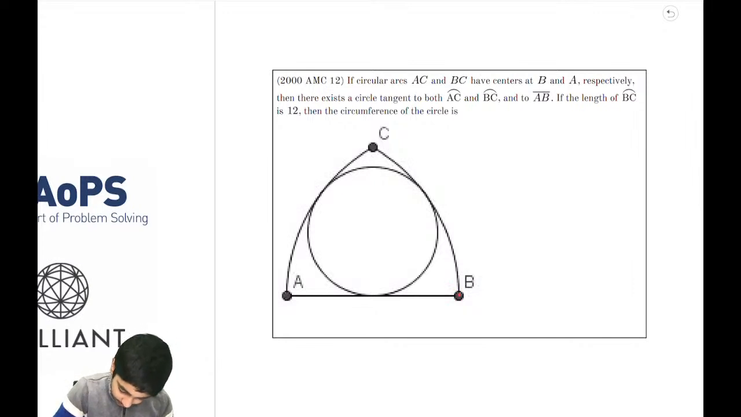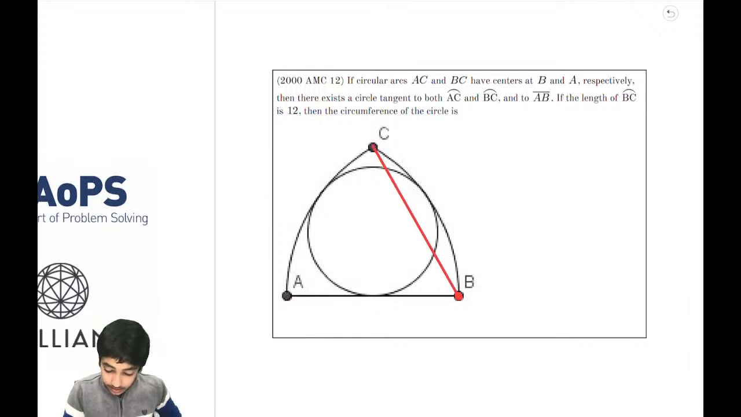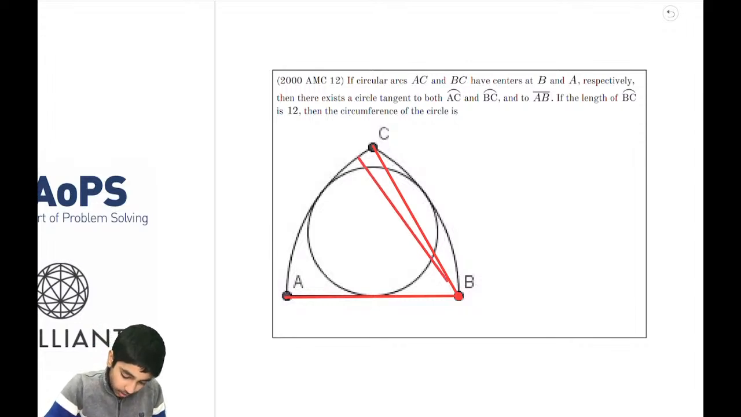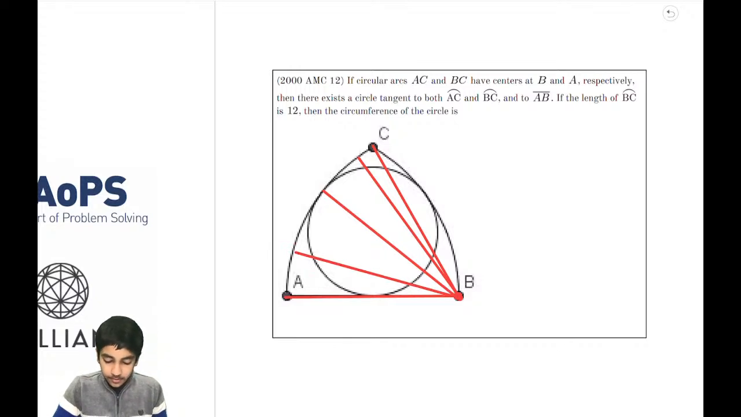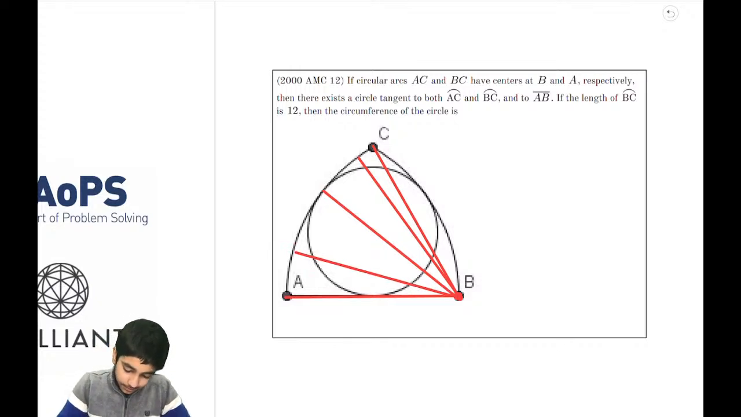Oops, should unselect that. These two circular arcs, and we're going to connect these two lines. We're saying that circular arcs AC and BC have their centers at B and A. So let's look at circular arc AC, which has the center at B, meaning that CB is equal to AB, right? Because basically, since it's a circular arc, all these different segments are all going to be equal. Or I'm just going to erase some of them because we don't need them right now.